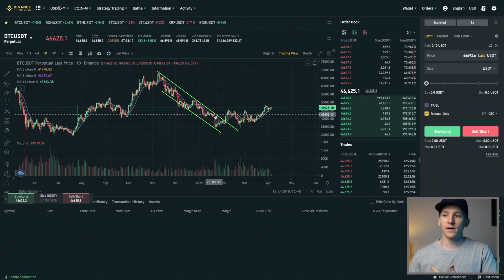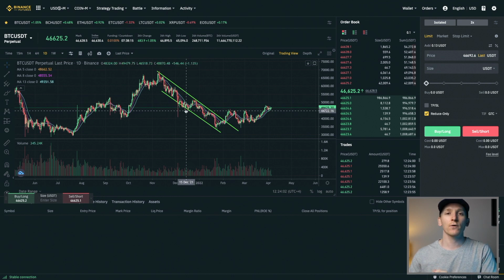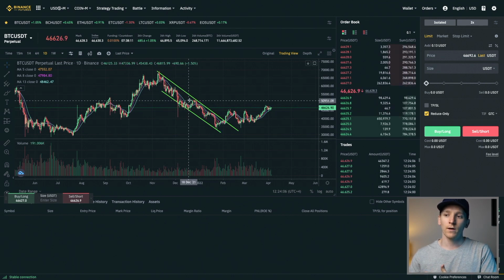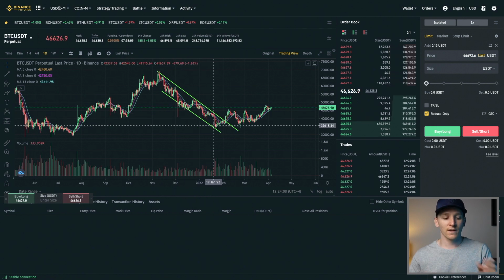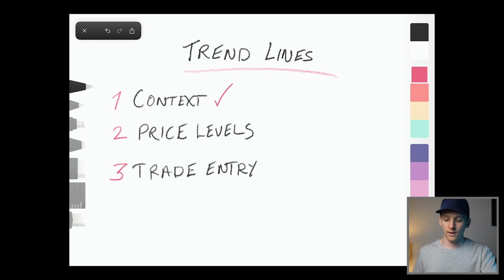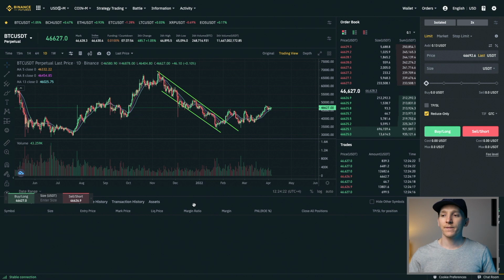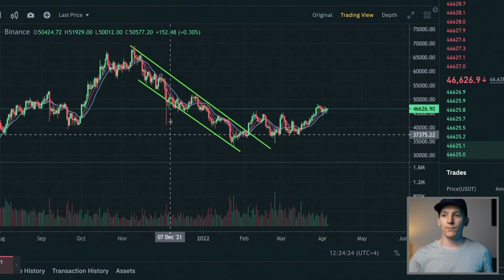Now, obviously this trend line or this trend channel that I've drawn here is giving me context that we're probably in a downtrend, right? And we're trading within this channel. So that's the first thing. Context on the chart. Can you identify the trend in the first place? The second thing is obviously price levels, right? When you're trading, you obviously need to know, hey, what price am I going to get in and out at? And obviously this can help you with the price levels, right?